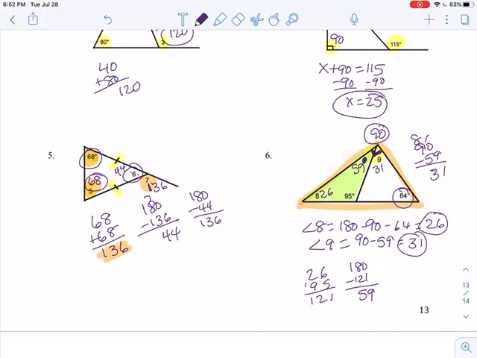Okay, and that is lesson 6. So we got one more lesson. We're going to practice these rules again tomorrow, but with equations.